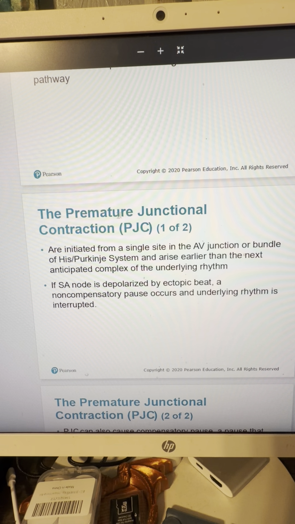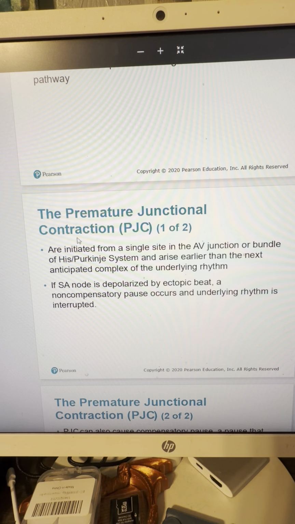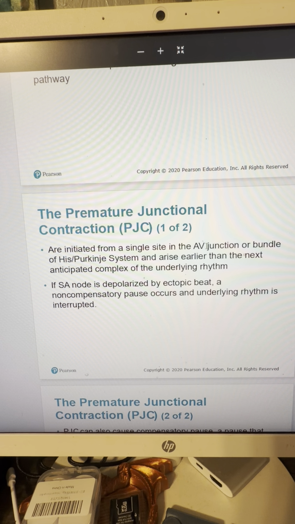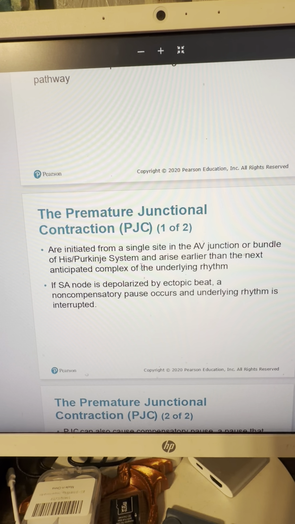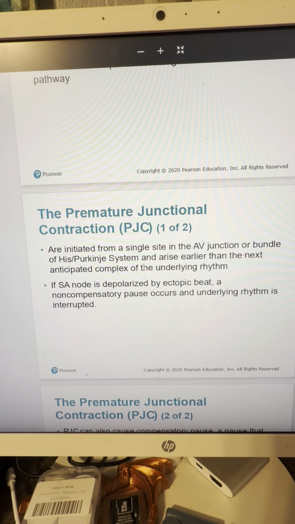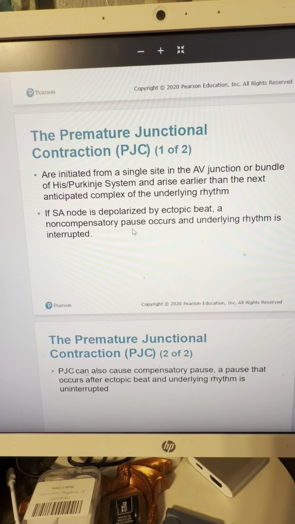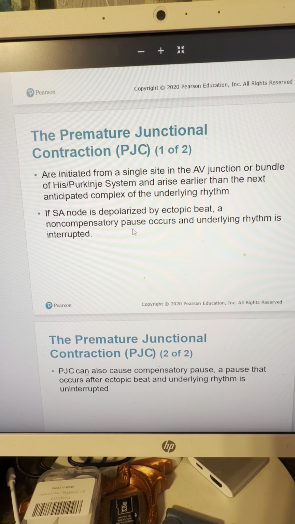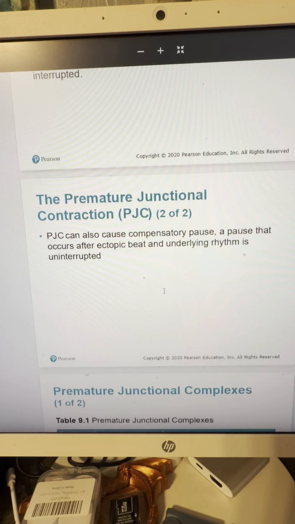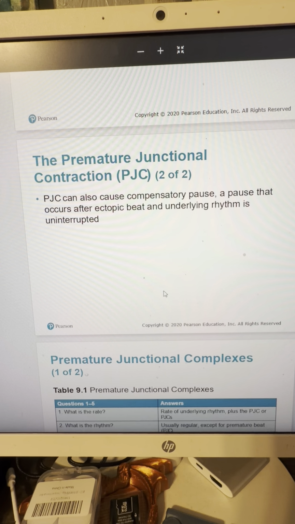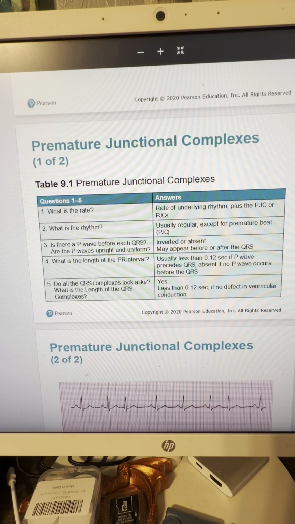In a PJC, or premature junctional contraction, this is an ectopic beat. Remember, it comes before the next expected beat. These are produced from just one site in the AV junction or the bundle of His Purkinje system. If the SA node is depolarized by the ectopic beat, there's that non-compensatory pause, and then it resumes the underlying rhythm. I get ahead of myself on these.